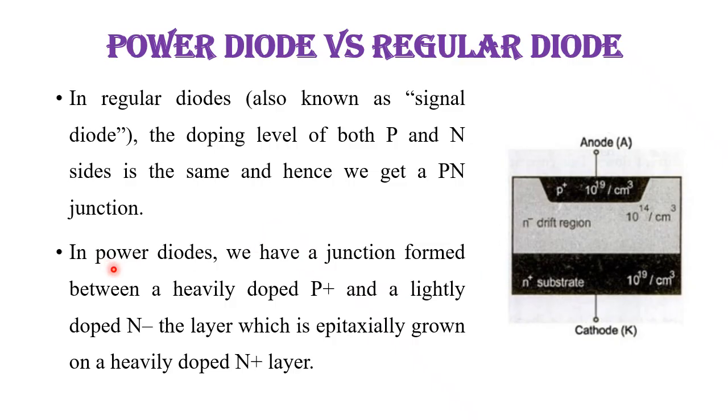But in power diodes, we have an additional junction formed between the heavily doped P plus region and the lightly doped N minus drift region. And here is that junction. This is an additional junction, and this is an additional region which makes the difference between a power diode and a regular diode.